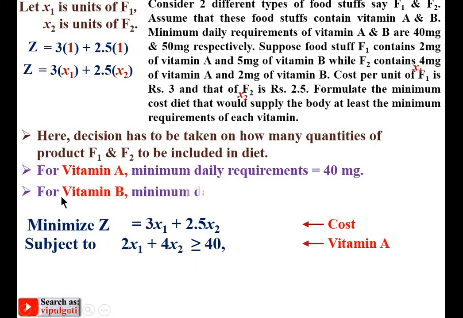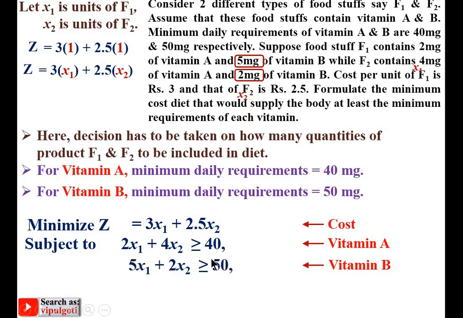Now the second constraint, for vitamin B. It is given that the minimum daily requirement is 50 mg. So I can write the constraint for vitamin B. Look at this description: 5 mg of vitamin B from the foodstuff F1 and 2 mg of vitamin B from the foodstuff F2. So simply you can understand 5 into x1 plus 2 into x2, and once again it should be greater than or equal to 50 because it is the minimum requirement. And at last I can write the non-negativity restriction for the two decision variables x1 and x2.